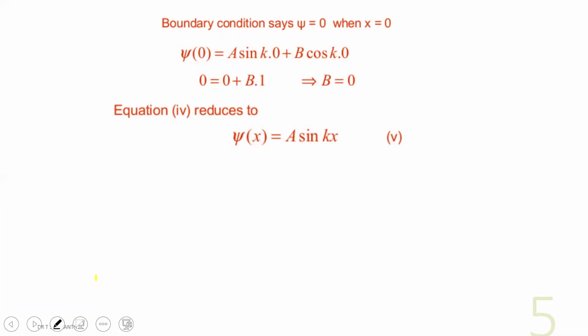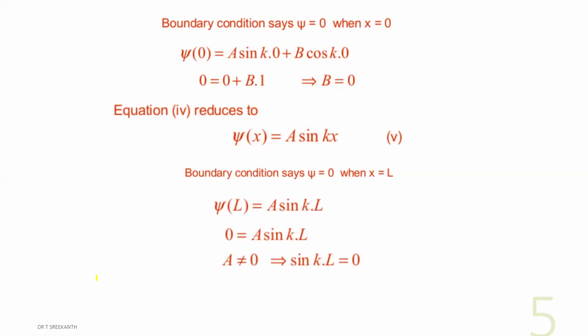After this, now we are applying the second boundary condition. In the second boundary condition, we know that the width of the potential well is capital L, and the second boundary is existing at x is equal to L, and at that moment psi value is also 0. Now we are substituting these values in equation number 5. Then we will get 0 is equal to A sin KL. In the equation A is a constant, so A is not equal to 0. Therefore, sin KL must be equal to 0.